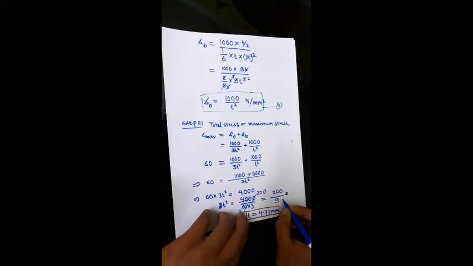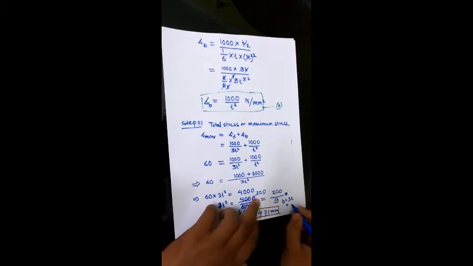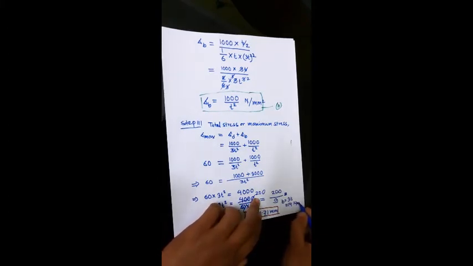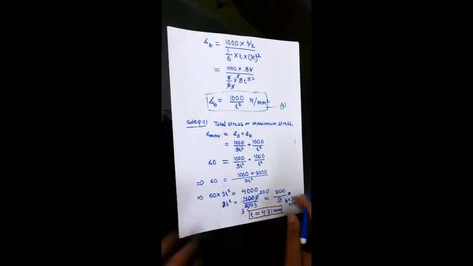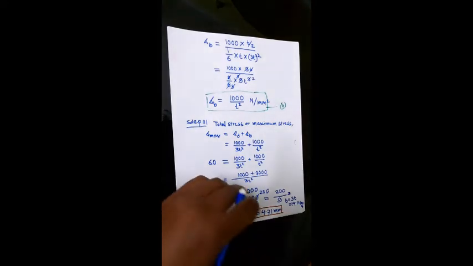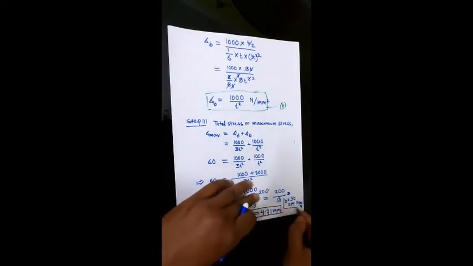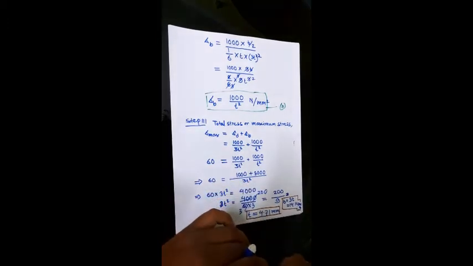So b is nothing but 3 into t, and that value will be 3 into 4.71, that means 14.14. This will be the value of b. So this will be another answer.